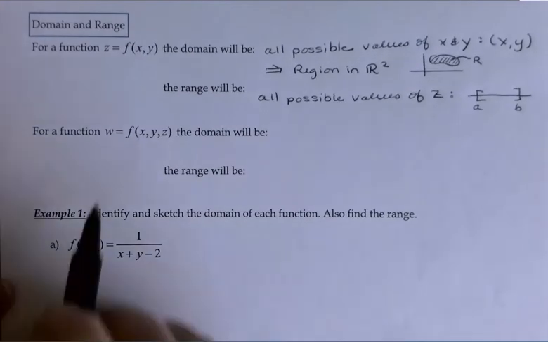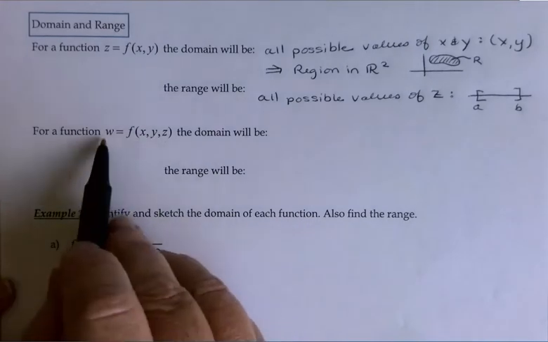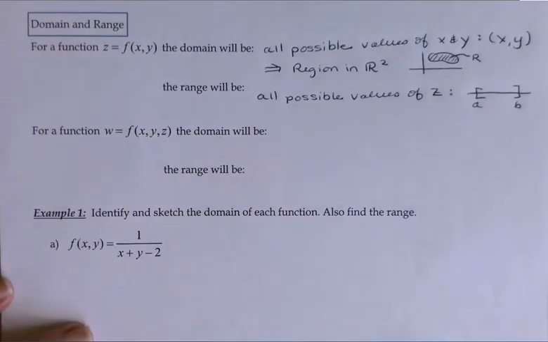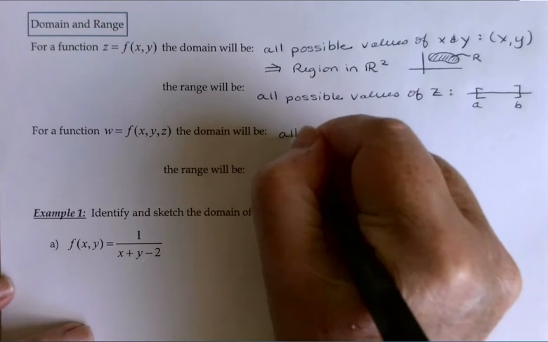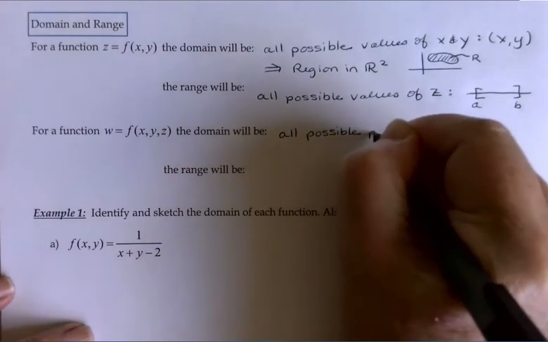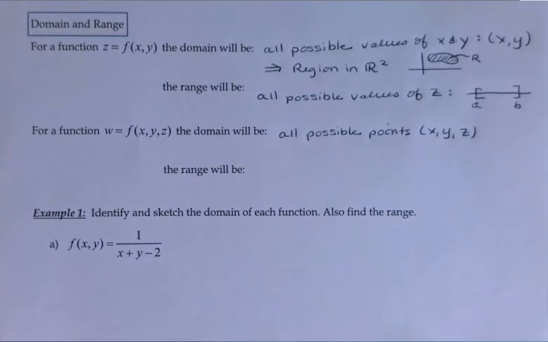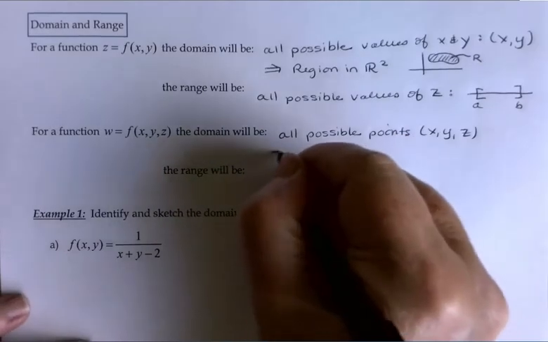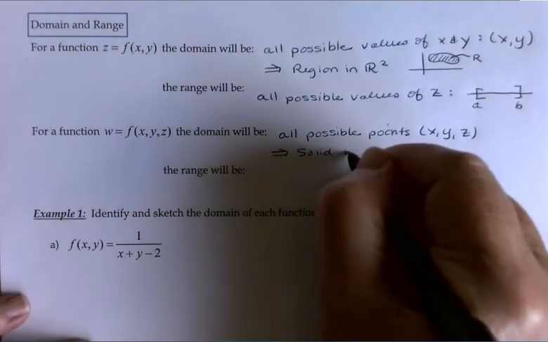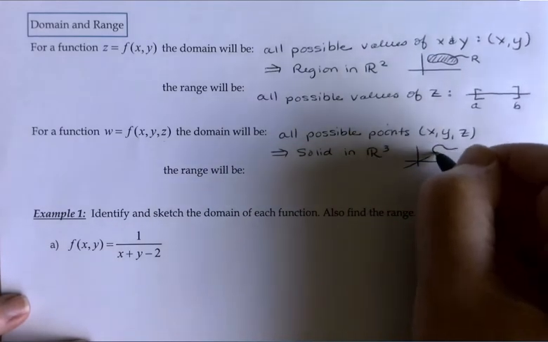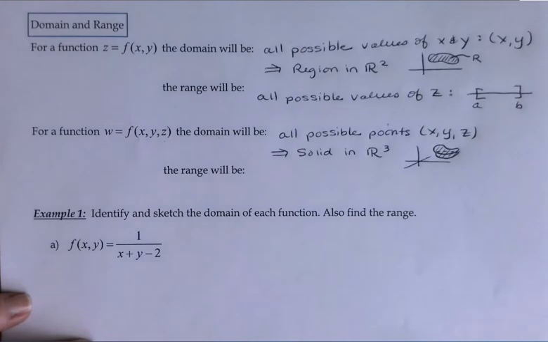All right. What about if we have a function of three variables, x, y, and z, equaling w? In this case, our domain is going to be all the possible values of x and y and z, or in other words, all possible points x, y, and z, that's our inputs. Now, a set of three-dimensional points, if you put a whole bunch of them together, is going to form some sort of solid in three space. So some sort of a three-dimensional solid.